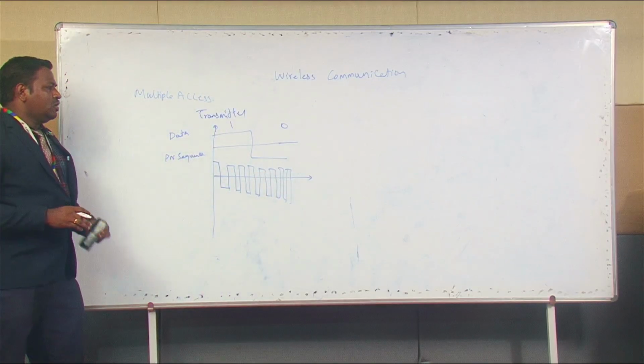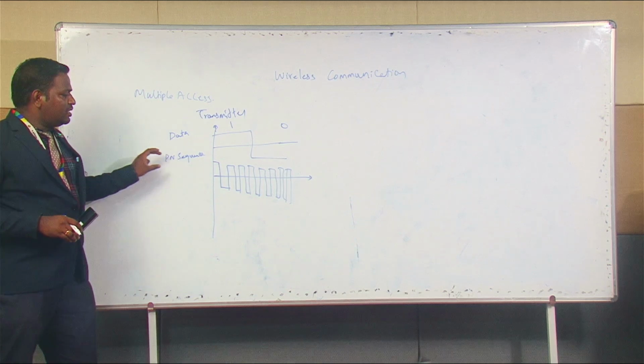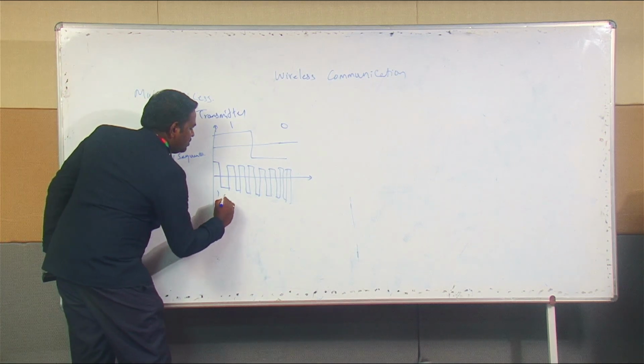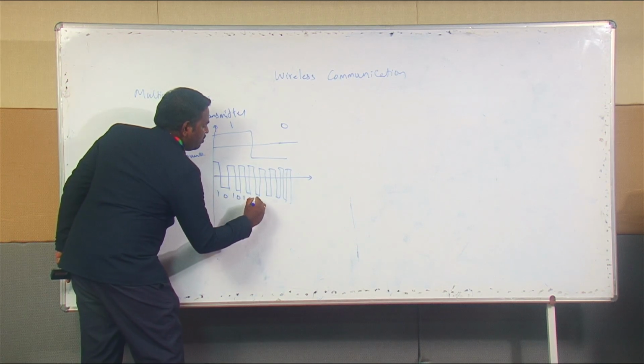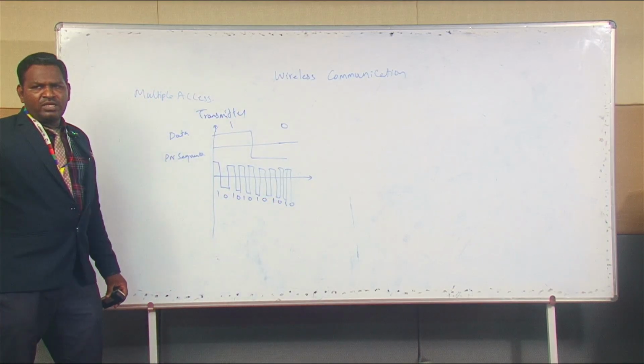Okay, so this is an example. This is the data. This is the PN sequence. 101010, 101010. So, just simple XOR operations.